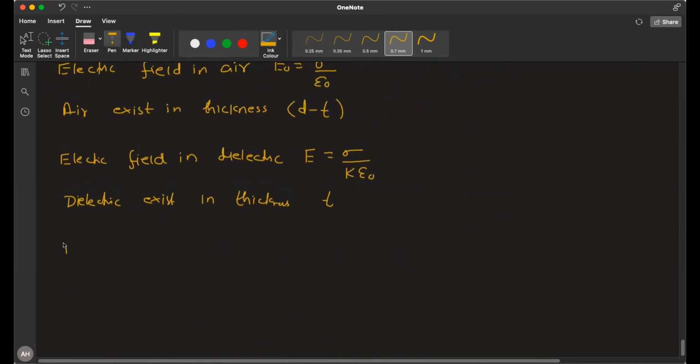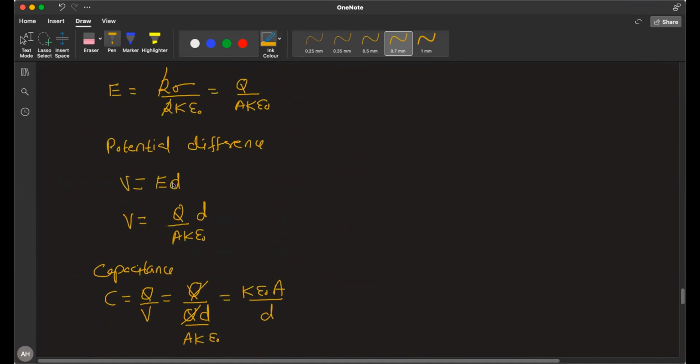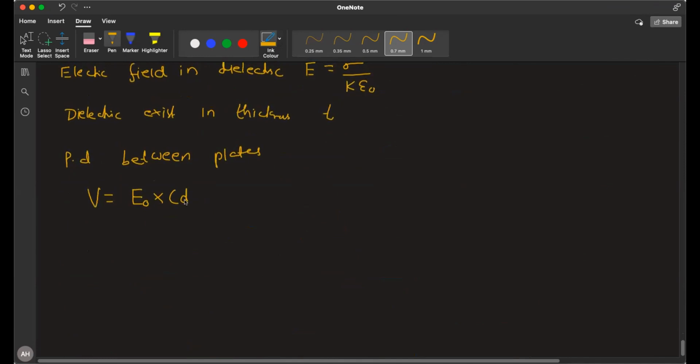So the potential difference between the plates, V, is the electric field inside air multiplied by the thickness. Potential difference is always electric field multiplied by the separation between the plates. So here you can write E naught multiplied by D minus T plus electric field E. In what thickness does this field E exist?